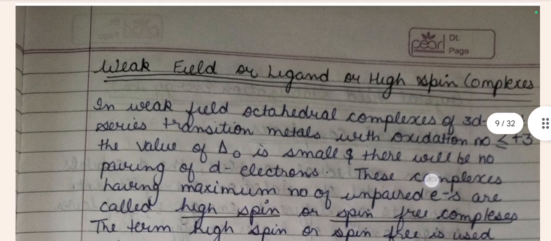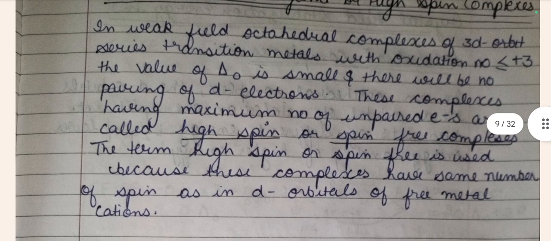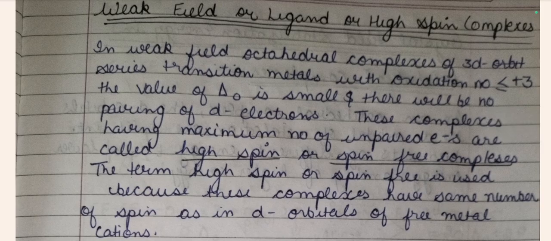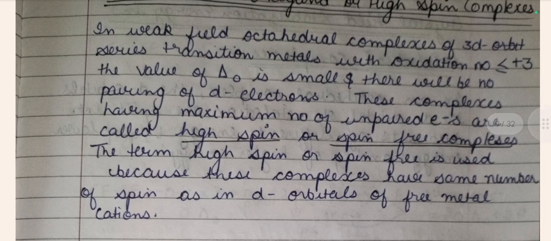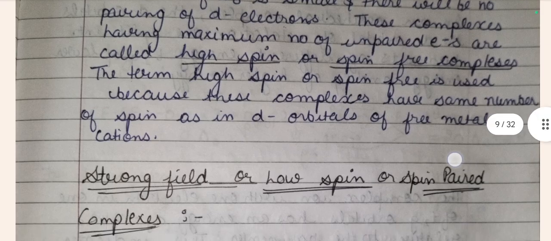Weak field or high spin complexes. In weak field octahedral complexes of 3d series transition metals with oxidation state greater than or equal to plus 3, the value of Δo is smaller, and there will be no pairing of d electrons. The complexes having the maximum number of unpaired electrons are called high spin or spin free complexes. The term high spin or spin free is used because these complexes have the same number of spins as in the d orbitals of the free metal cation.